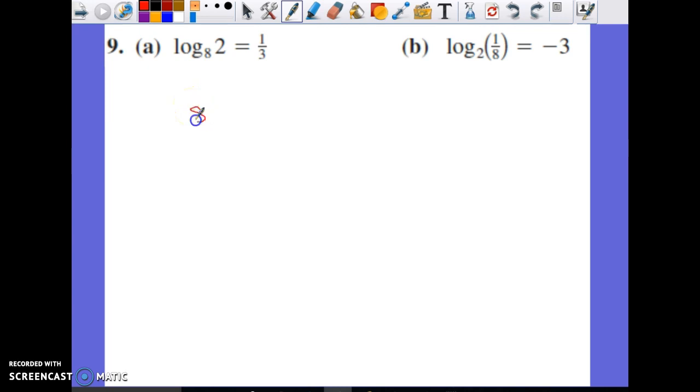Welcome back. 8 to the 1/3 equals 2. That's true, because 8 to the 1/3 is the cube root, and the cube root of 8 is 2.